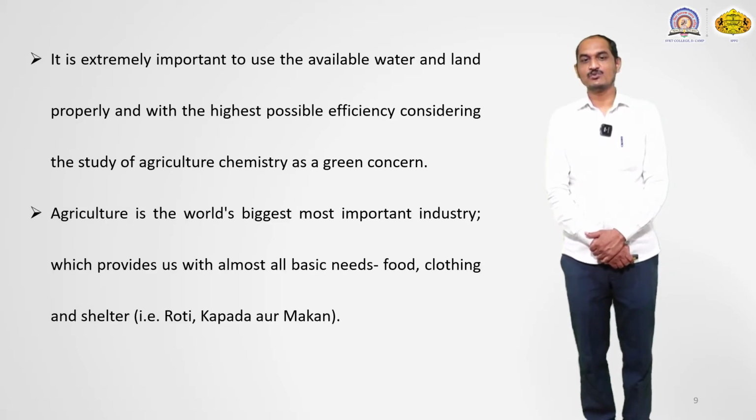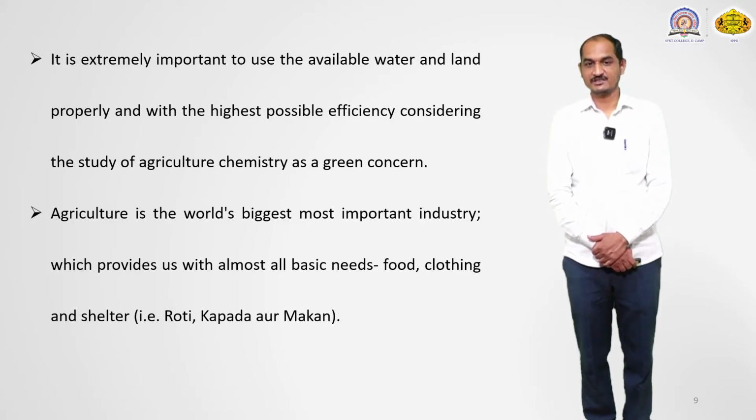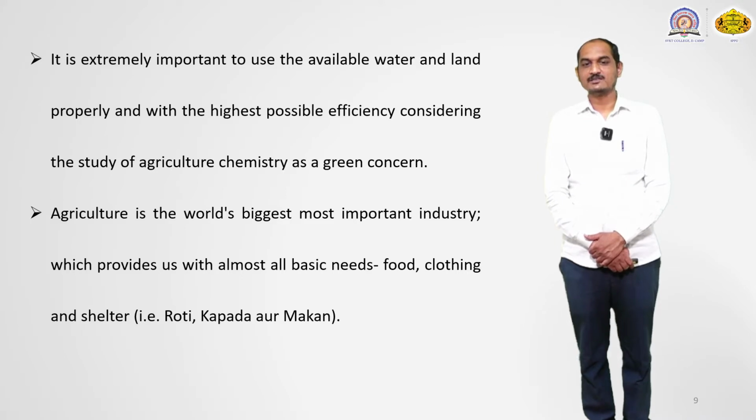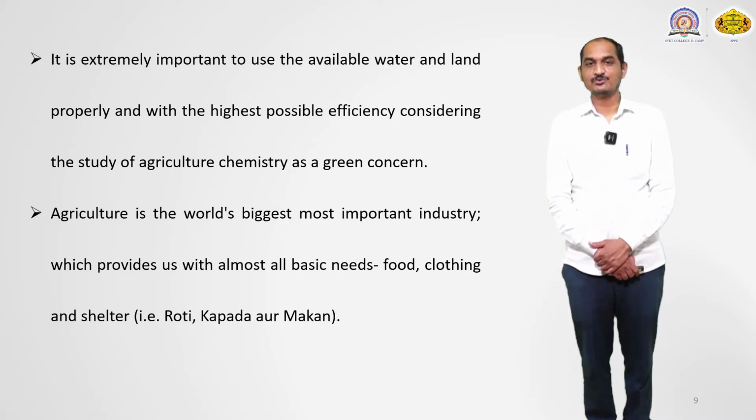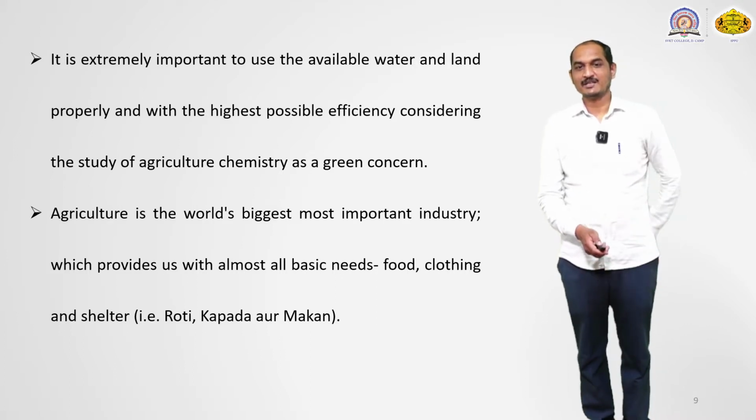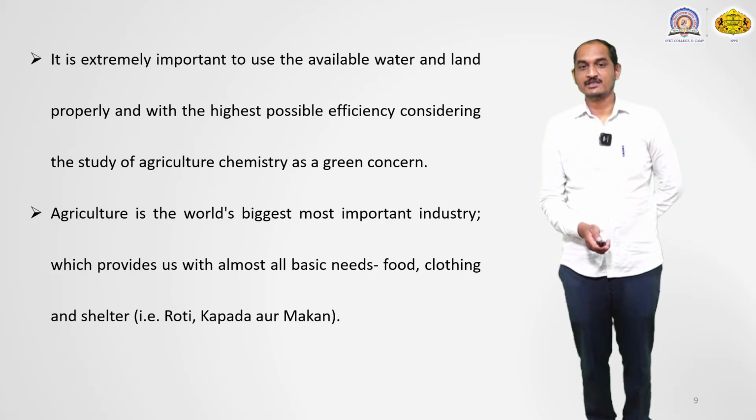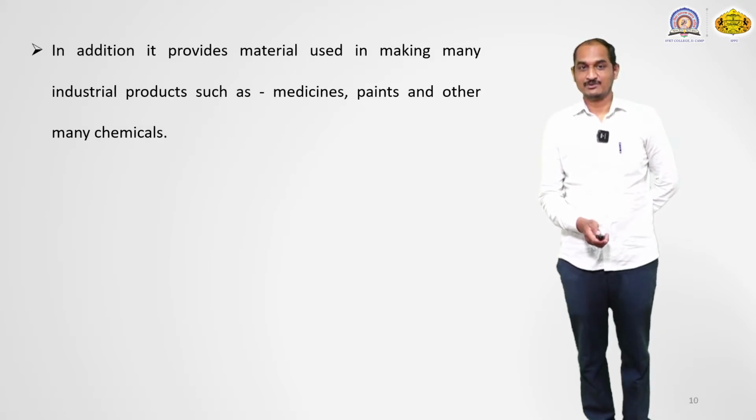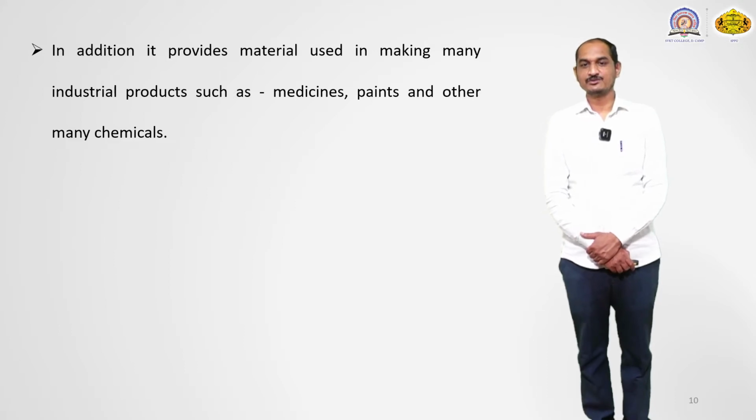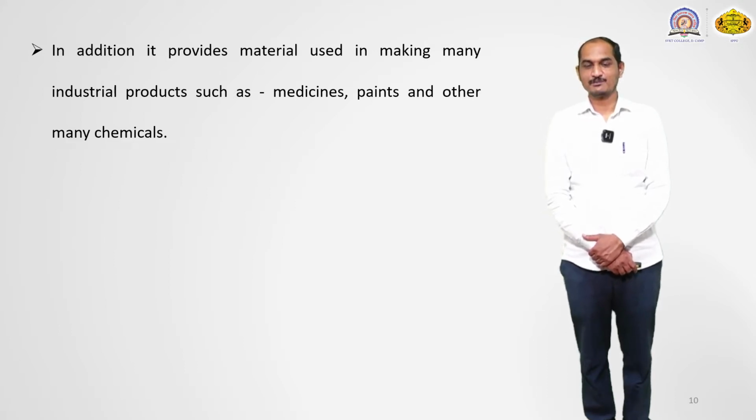So agriculture is the world's biggest and most important industry. This is a very big industry, which provides us almost all basic needs like food, clothes and shelter. And that's why we say roti, kapda aur makan. We know that this line we have already heard from school time.